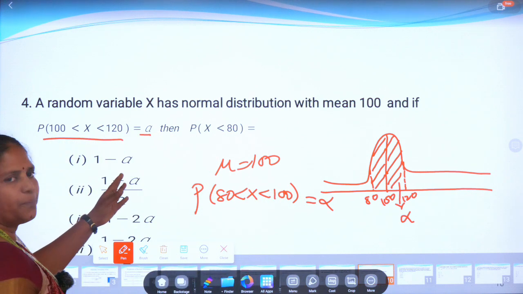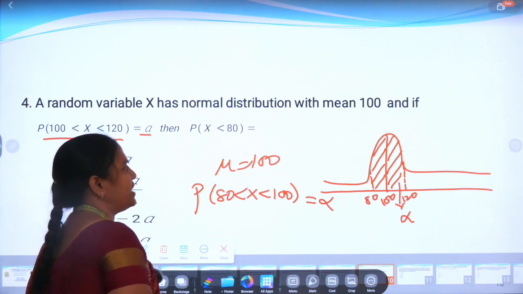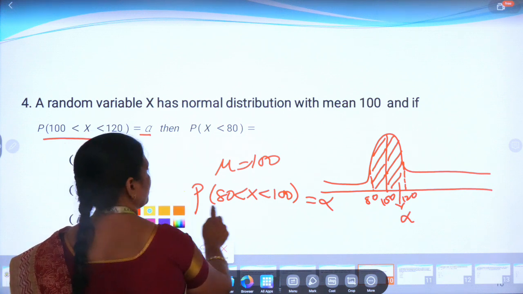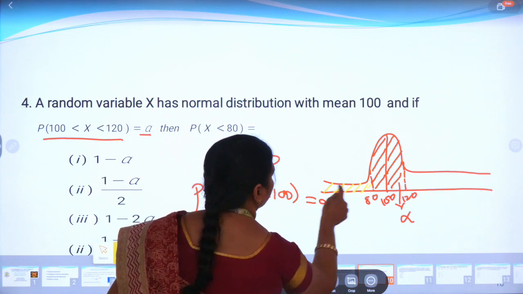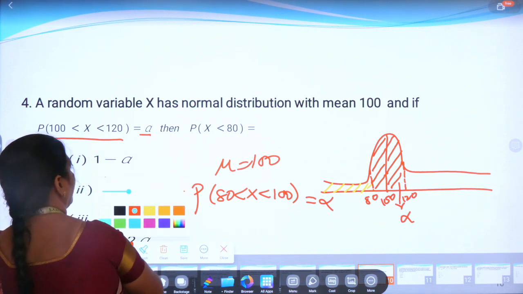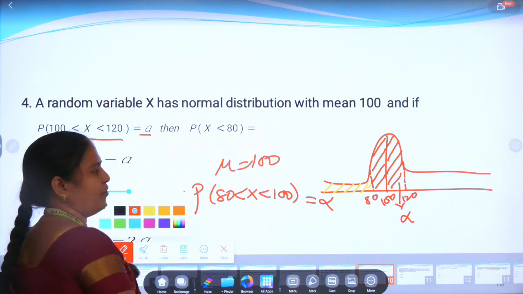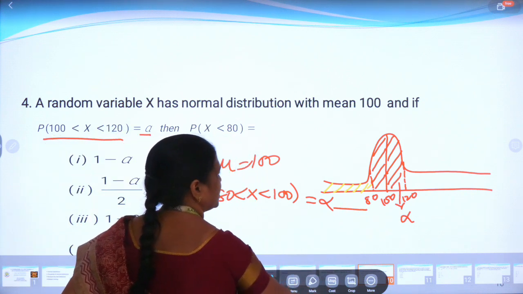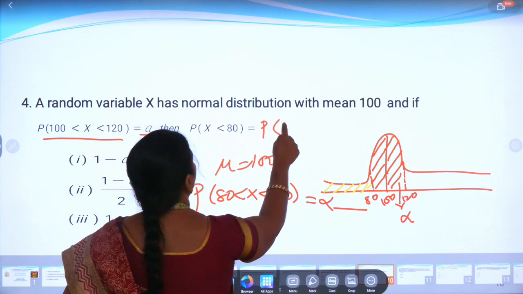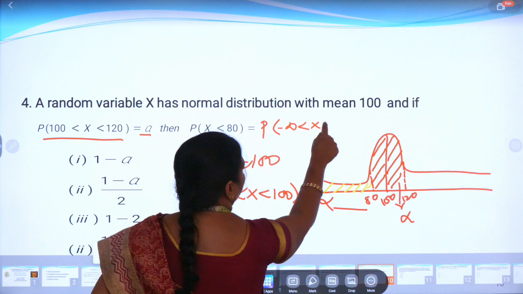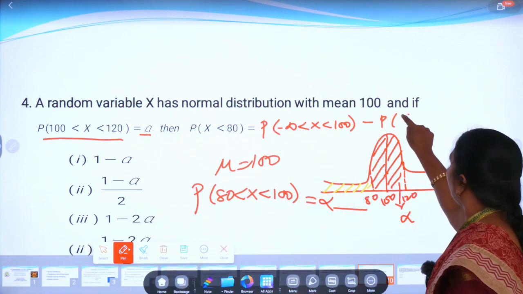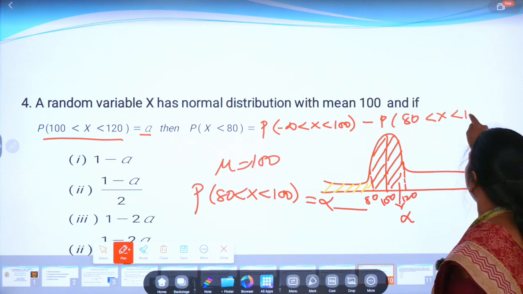We have to find the probability when x is less than 80. So in this region we are going to find the probability. How can we rewrite the probability of x less than 80? As probability of minus infinity less than x less than 100 minus probability of 80 less than x less than 100.